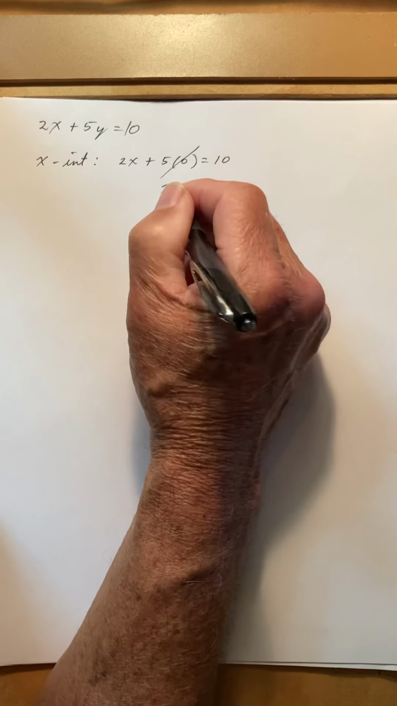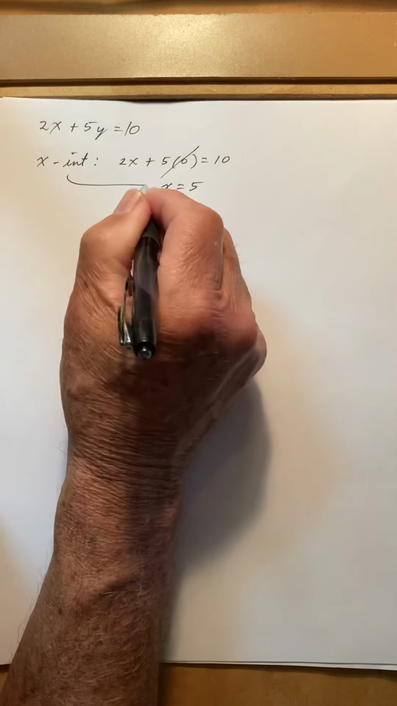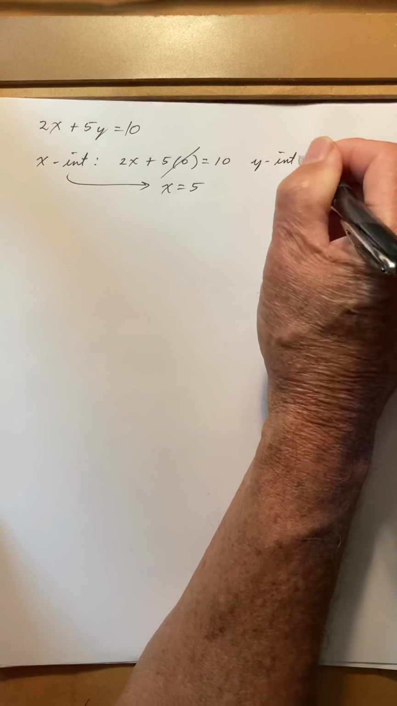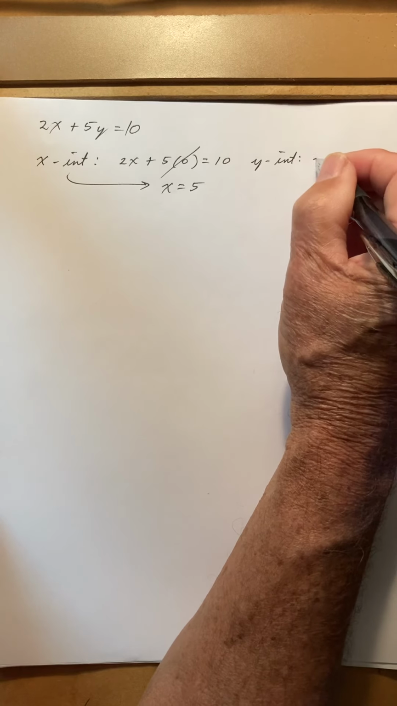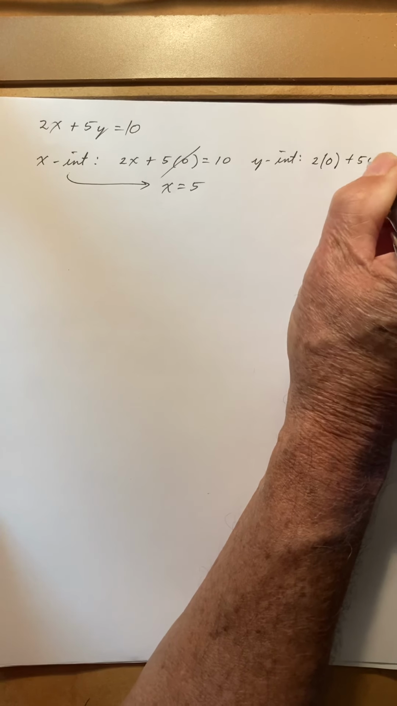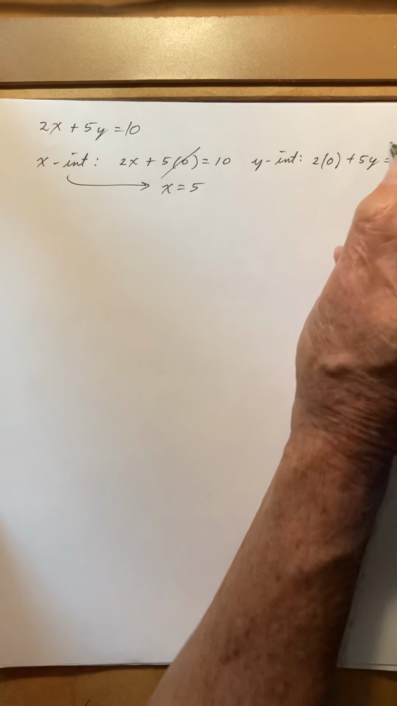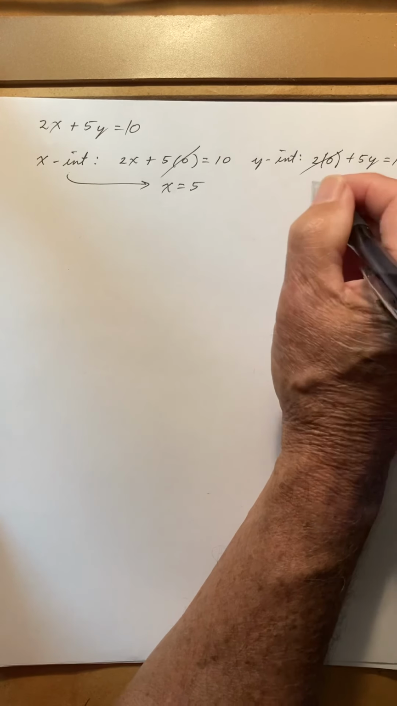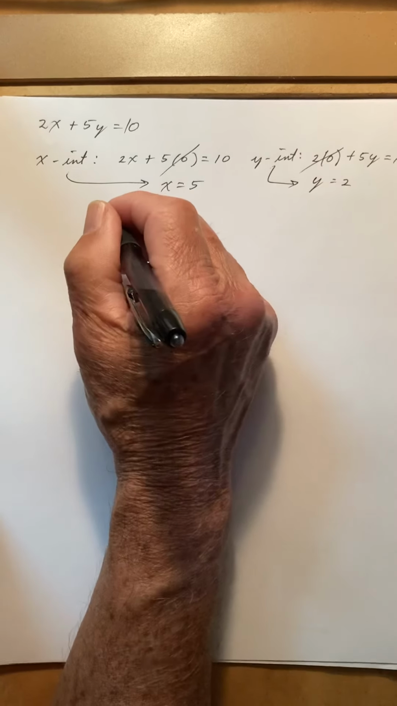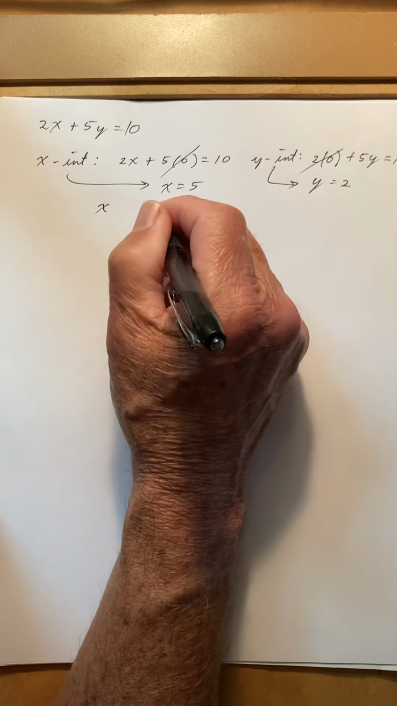2x is 10, so x is 5. So that's the x-intercept. To get the y-intercept, we put 0 in for x. 2 times 0 plus 5y equals 10. Cross this off. 5y equals 10, so y equals 2. So there's your y-intercept. And then we can select one other point.